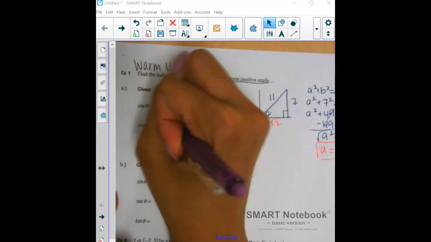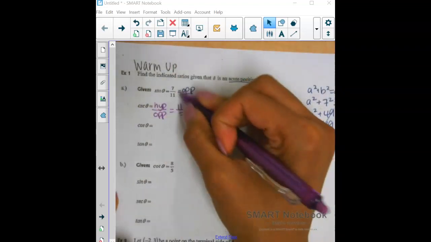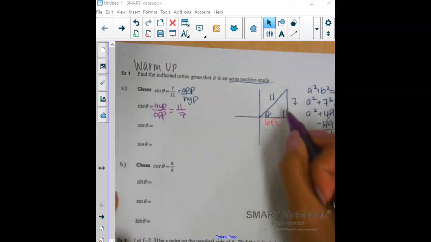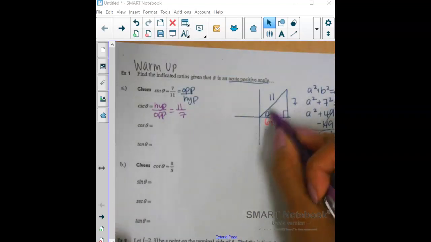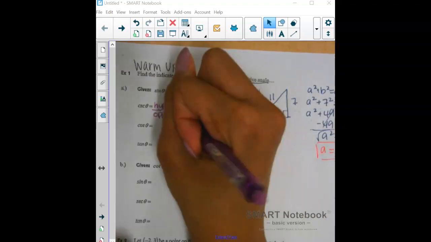So hypotenuse over the opposite, which is going to give me 11 over 7. I literally just did the reciprocal for this fraction, or you can actually look at your diagram. Hypotenuse over the opposite side from theta is going to be 7. That should be your answer.